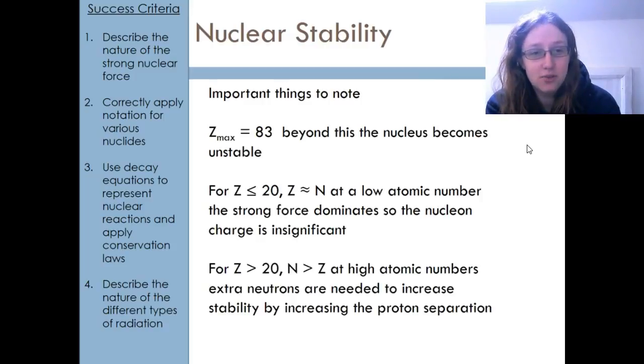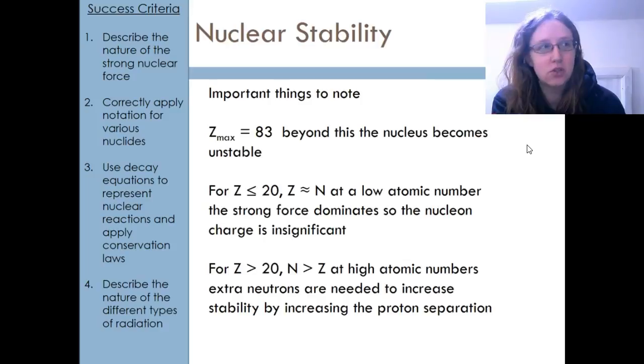Once I get over the proton number of about 20, I find that I put more neutrons in. And the reason we put the extra neutrons in is because they are extra sources of the strong force without adding extra electrostatic repulsion. So it's kind of like they dilute the effect of the protons by just spreading them out.